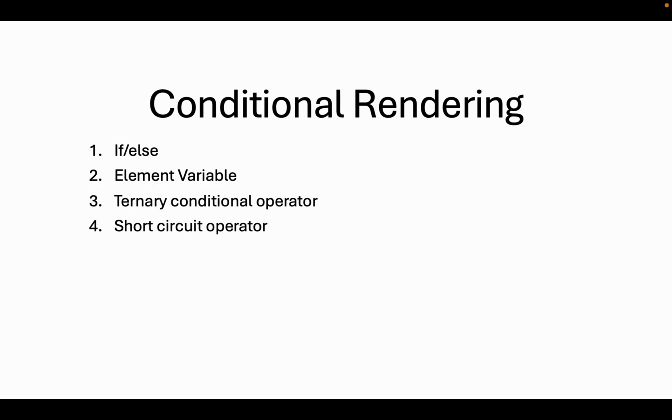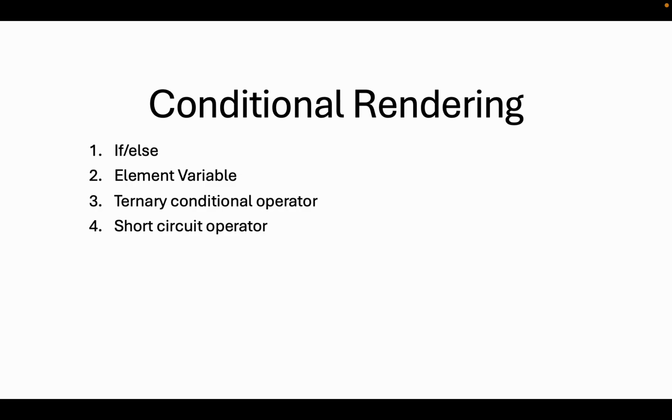The first approach we will use for conditional rendering is if else. The second is element variable. The third is ternary conditional operators. The fourth is short circuit operator. In this tutorial, we will learn all four types of conditional rendering, see how they are different from each other, and which one of them is best to use.